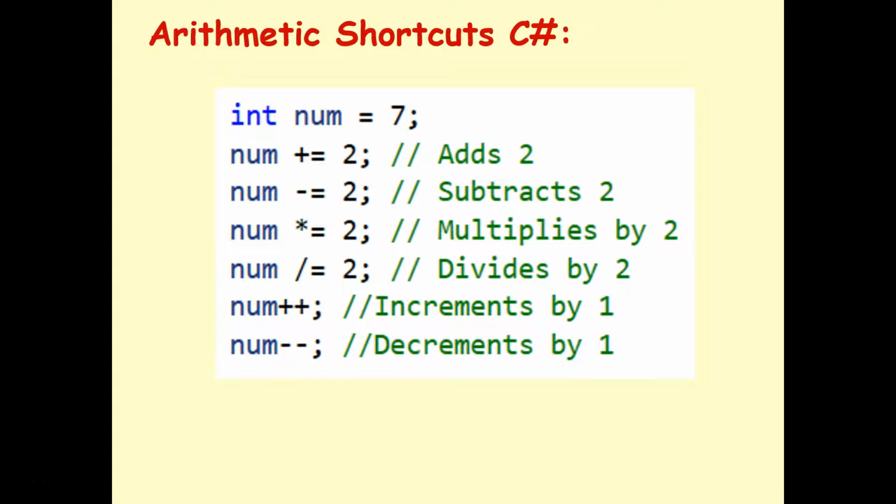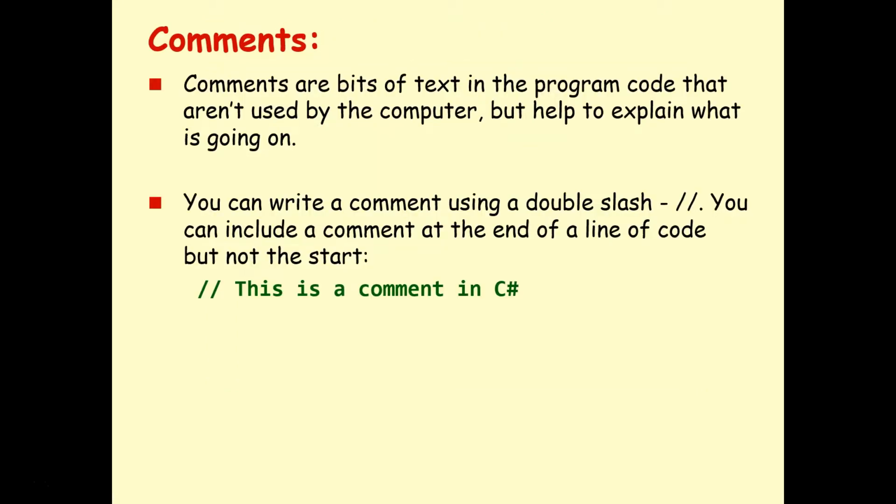Increment just means add by 1, and decrement just means decrease by 1, if you're not familiar with those terms. We can also have comments when you want to add a little bit of extra information to your program just to explain what it means, and we just use a double slash for that in C#.